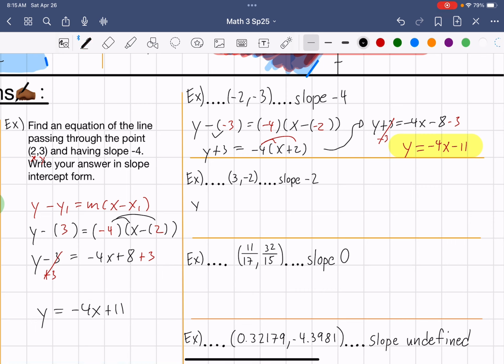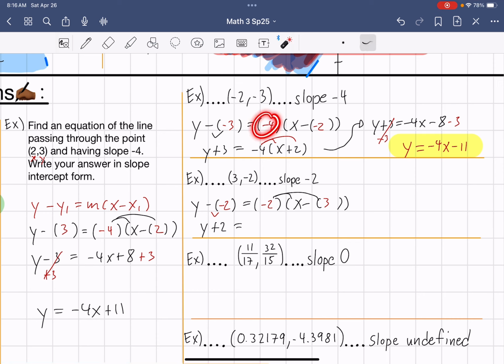Same thing with the next one. y minus y sub 1 equals m times x minus x sub 1. My y is -2. My slope is -2. And my x is 3. But I'm going to take care of these negatives first. So that's going to be y plus 2 is equal to, and here a negative times a positive is negative. I'm just going to distribute this. I didn't distribute on the last one because I wanted to take care of those two negatives first.